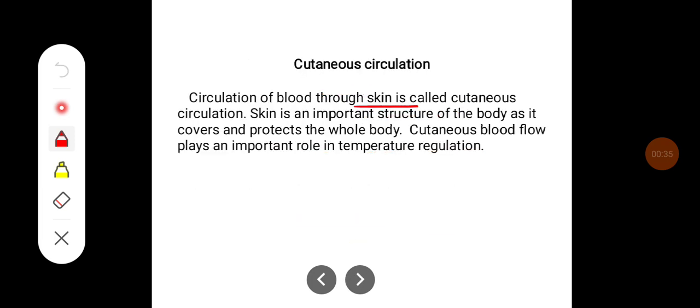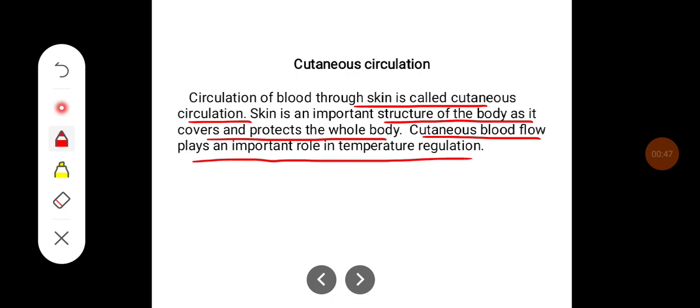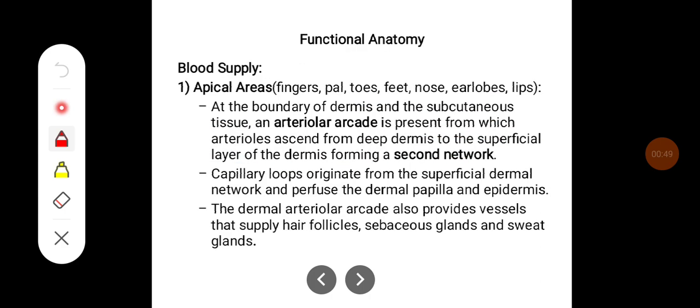Circulation of blood through skin is called cutaneous circulation. Skin is an important structure of the body as it covers the body and protects the whole body. Cutaneous blood flow plays an important role in temperature regulation. Blood supply to the apical areas such as fingers, toes, feet, nose, earlobes.